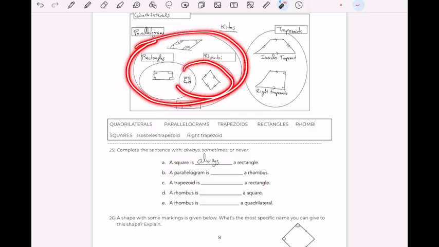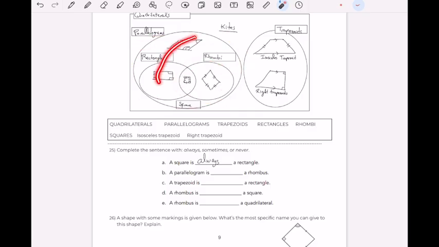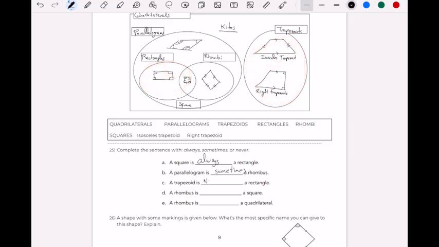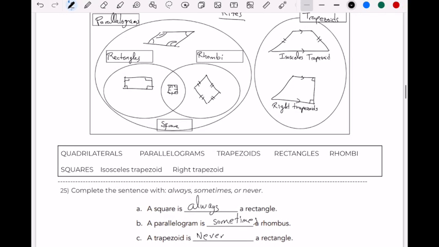A parallelogram is, now I have a big bag of parallelograms and inside I have the rhombuses. But some of my parallelograms do not have to be rhombi, so it's sometimes. A trapezoid and a rectangle. I don't have anyone shared in between trapezoids and rectangles, so here my answer is never.